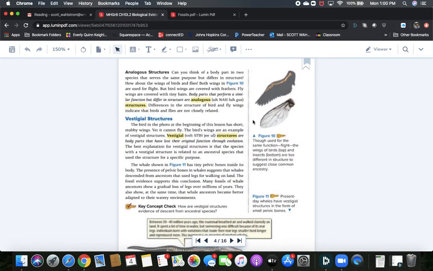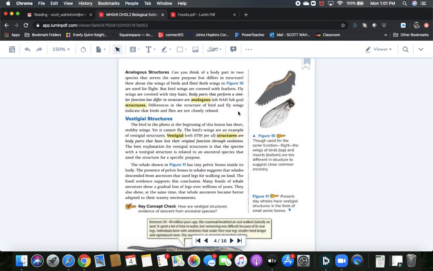We're going to move on to page 159 now. Analogous structures. Can you think of a body part in two species that serves the same purpose but differs in structure? How about wings of birds and flies? Both wings in figure 10 are used for flight, but bird wings are covered with feathers. Fly wings are covered with tiny hairs.